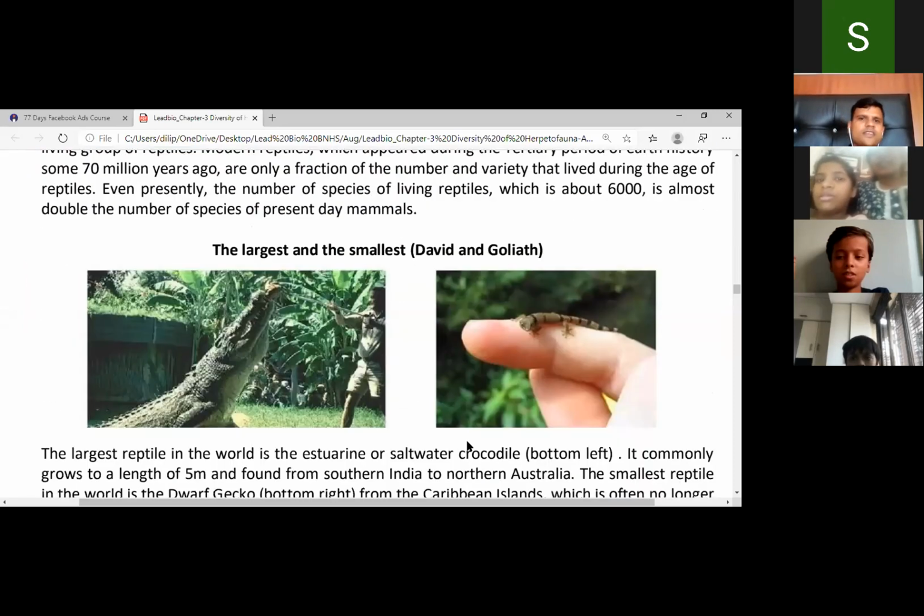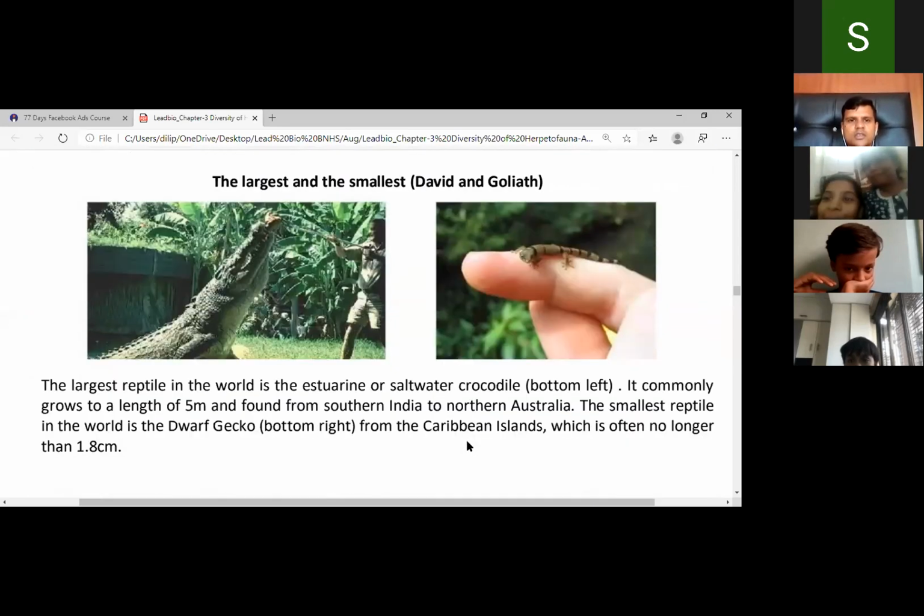Okay, I was talking about the largest and smallest reptiles. So on the largest end you have crocodiles. On the smallest end you have a small salamander. So it can be such huge or so small.